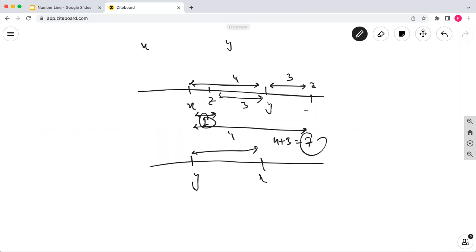So that's why we cannot tell the exact distance between x and z, because there are two possible scenarios. That could be 7 and that could be 1. Got the point?